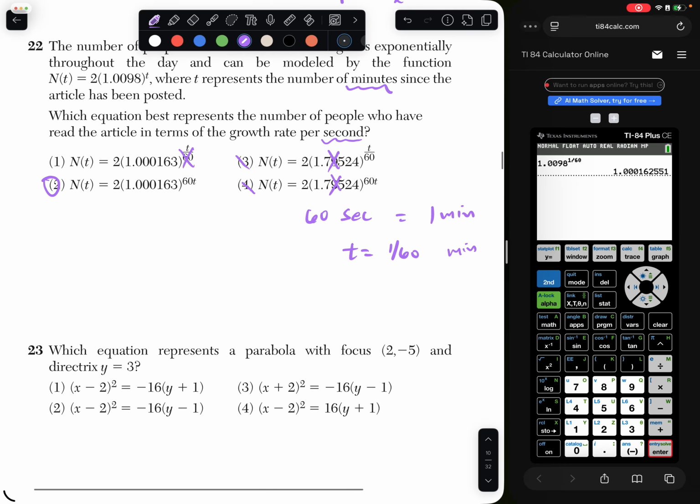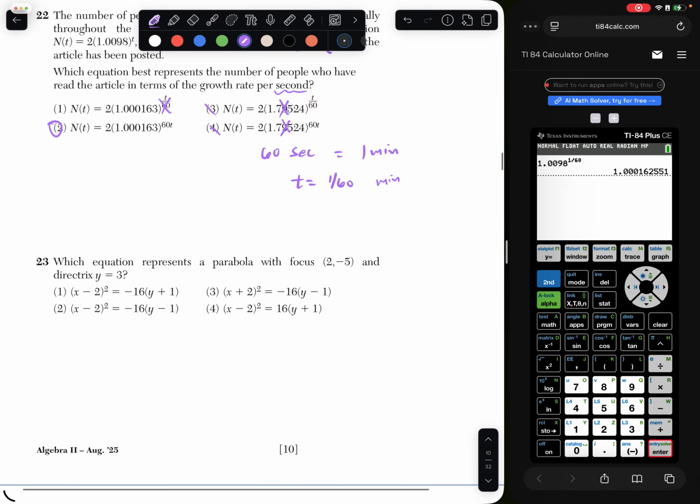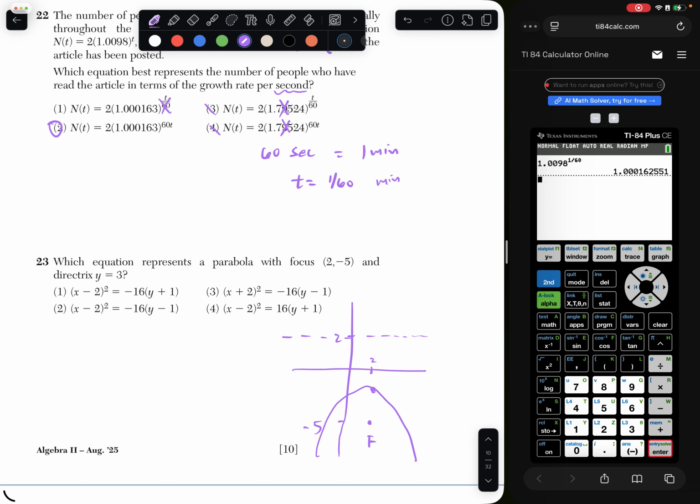Okay. Which equation represents a parabola with focus (2, -5) and directrix y = 3? What I like to do for this type of question is make a very, very simple sketch. Let's say this is 2 and this is -5. So this is my focus, and my directrix is at 3. I'm going to expect my parabola to look something like this, right? My parabola is going to open in the direction of the focus, and the vertex is going to be halfway in between the focus and the directrix.